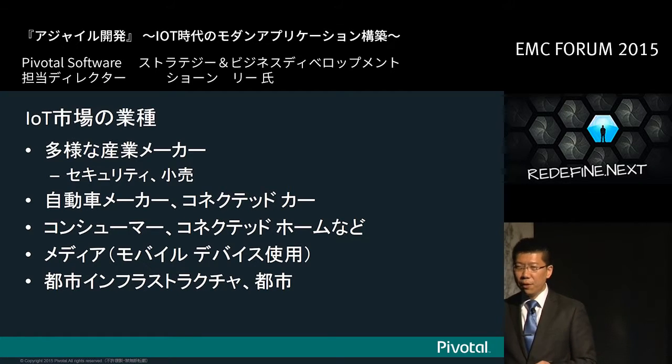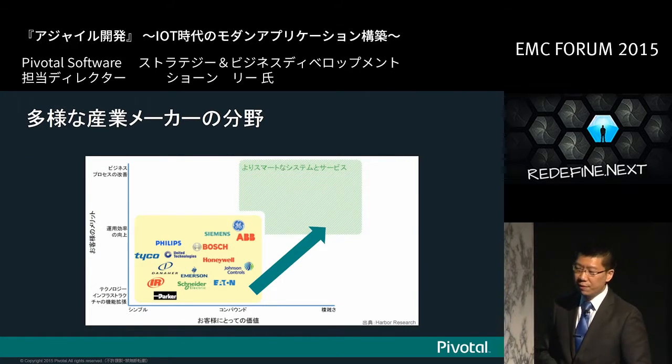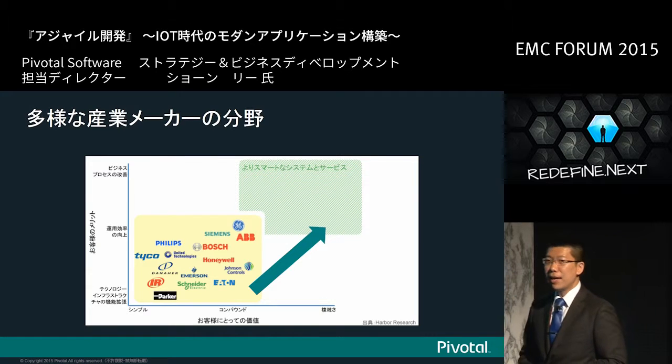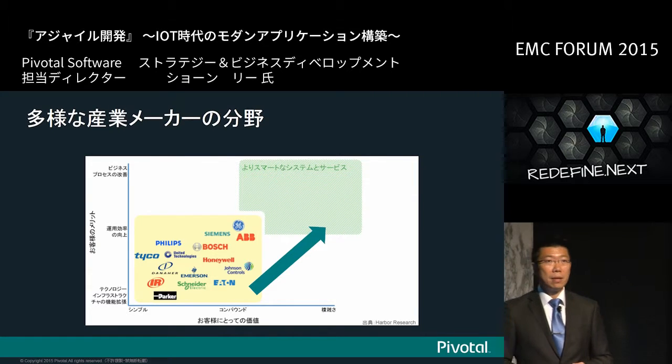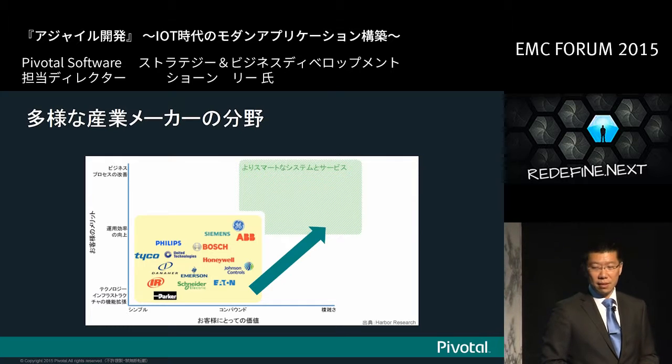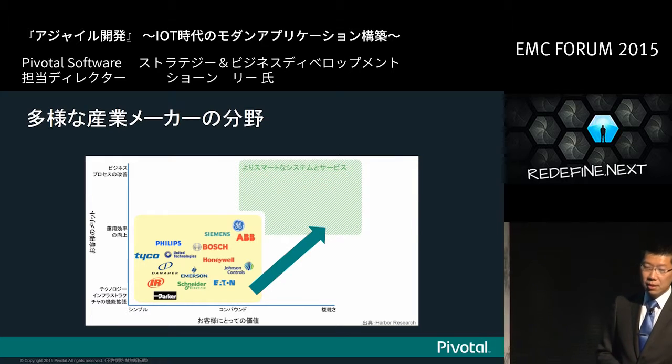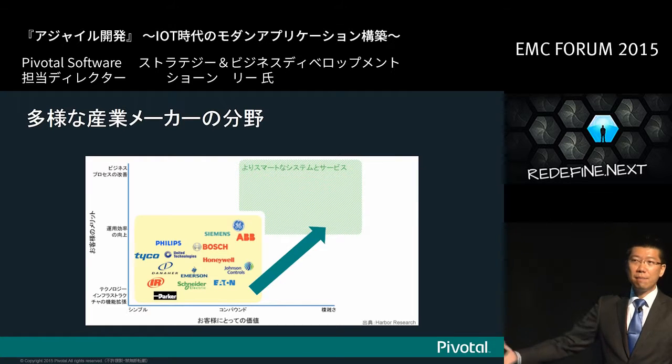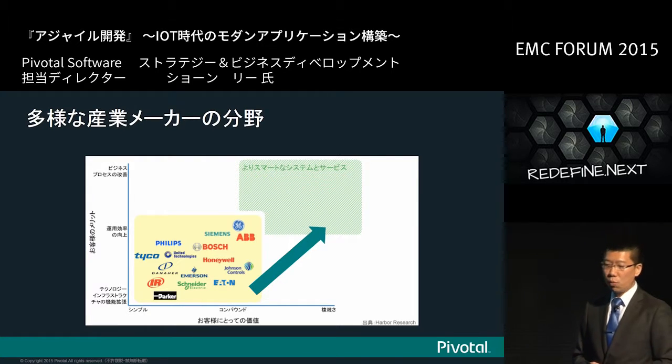In fact, if you look at the industrial manufacturer for a second, you'll probably recognize a lot of the logos down on the bottom left-hand side. These are companies like Tyco, Philips, GE, Bosch, Siemens, and so on. Big, heavy manufacturing companies in the world.